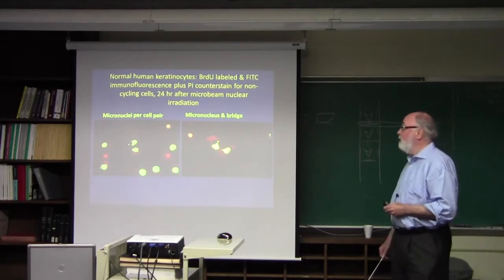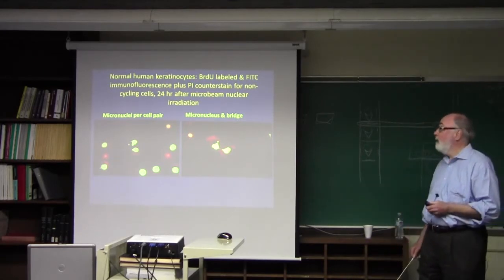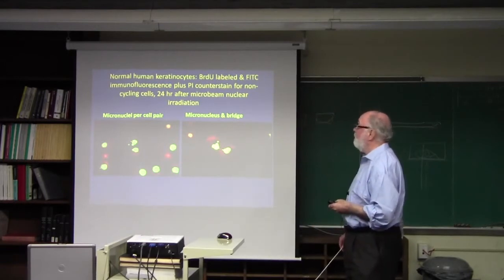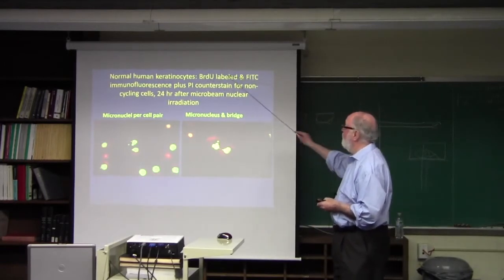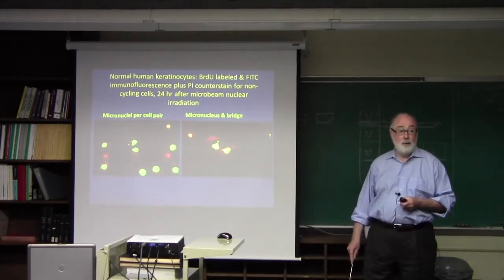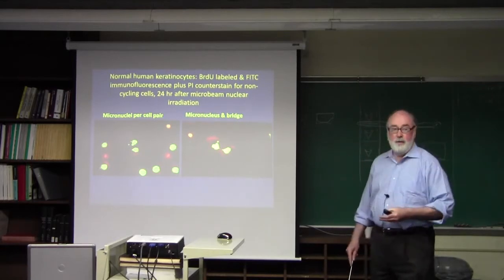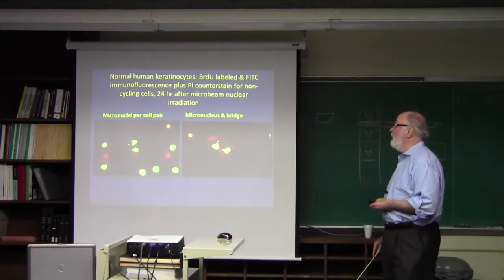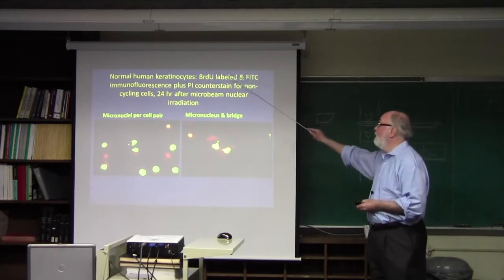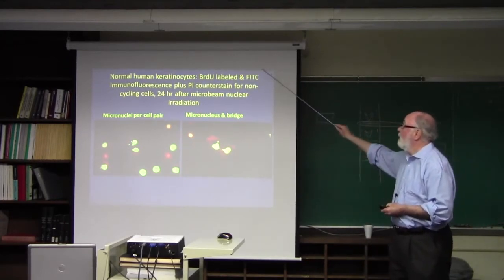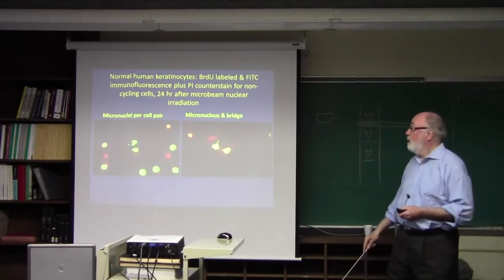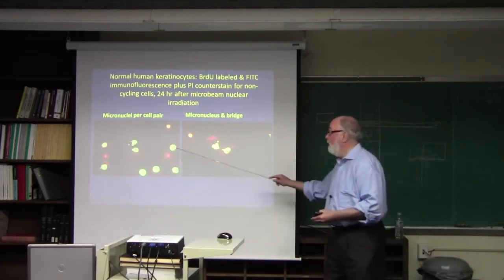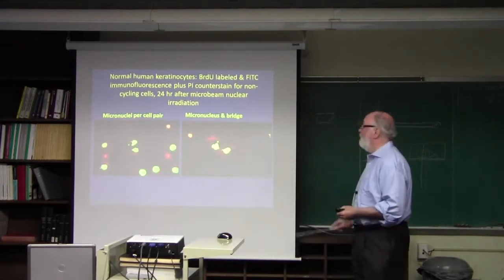So keratinocytes can be placed in front of the microbeam, as can almost any cell type. And then you can ask, okay, I want to look at the effects of that irradiation. And in this instance, we put bromodeoxyuridine on the cells to monitor their progression through the cell cycle. The bromodeoxyuridine labeled DNA is tagged with an antibody against the BrdU label, coupled with fluorescein isothiocyanate, which gives you this yellow fluorescence. So cells that have taken up bromodeoxyuridine are the yellow ones, here, here, and here.